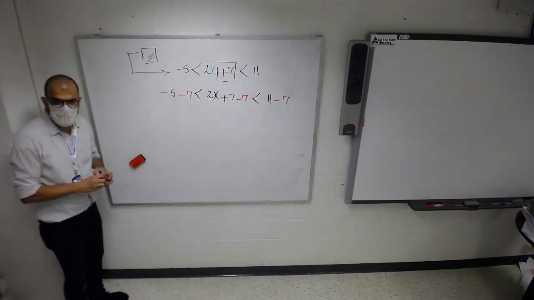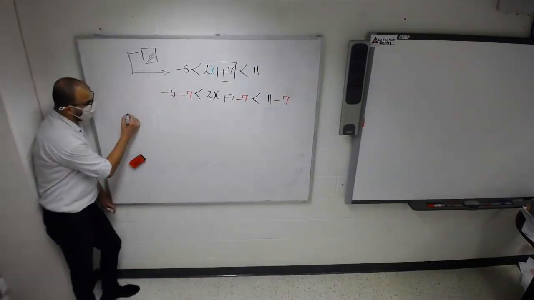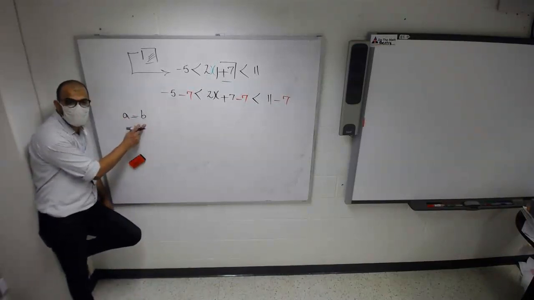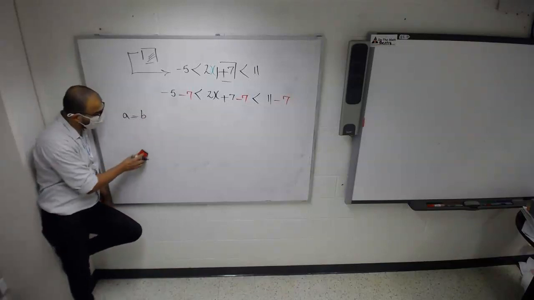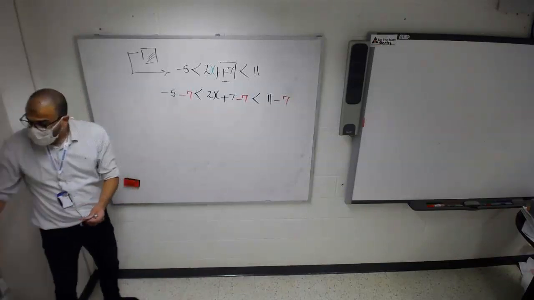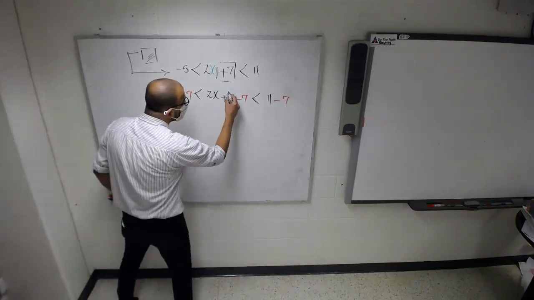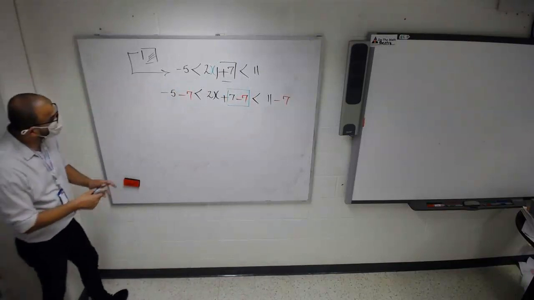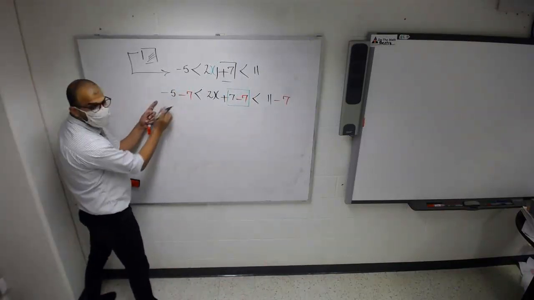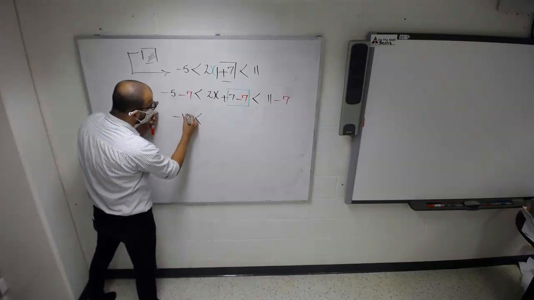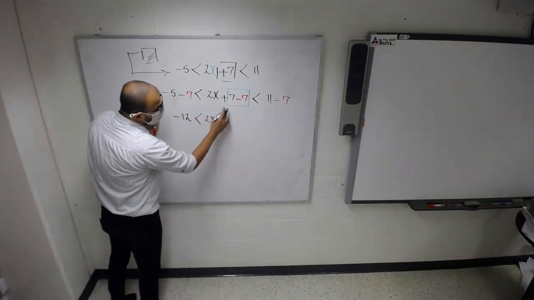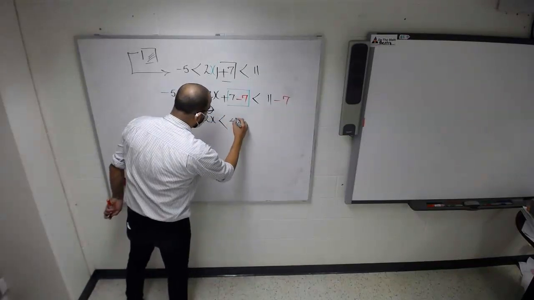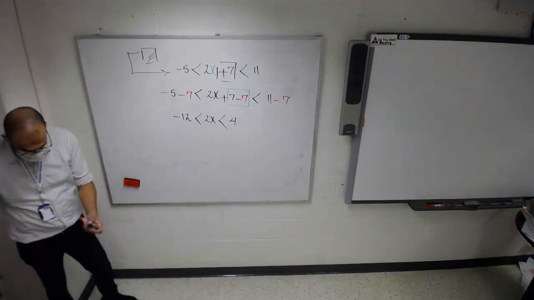Why? Because imagine you have A, for example, equal to B. If you add something to one side, you have to add it to the other side. That's exactly like this. What is the purpose of that? If I do this, I have 7 minus 7, they vanish. Then I have minus 5 minus 7, how much is that? Minus 12. I have 2x plus 7 minus 7, they cancel out, and it becomes 4.